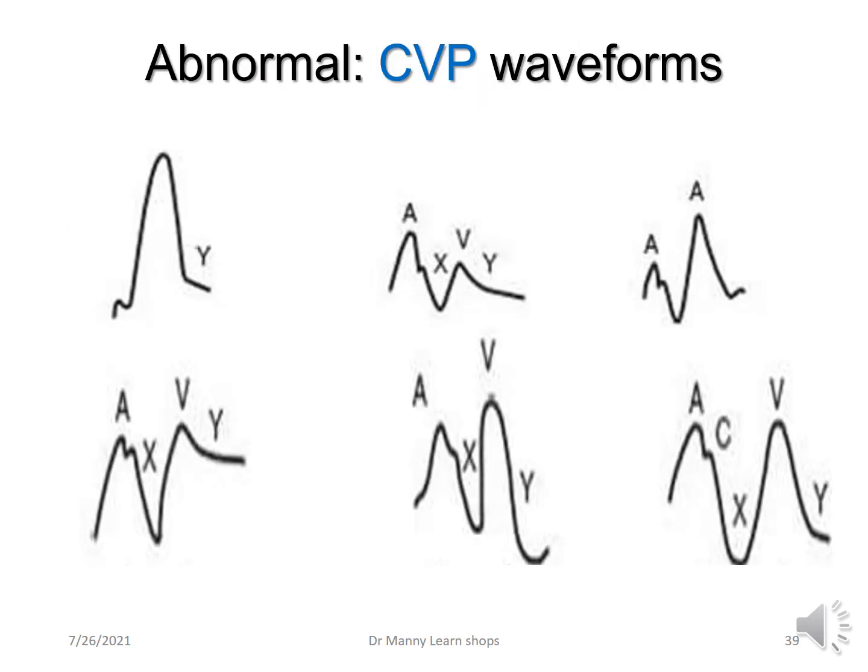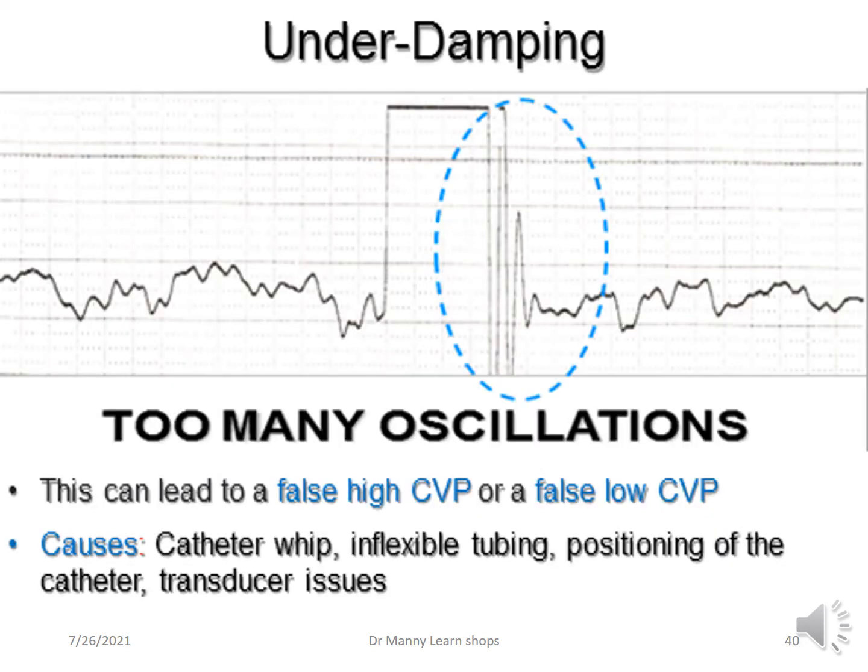Now these are some examples of abnormal CVP waveforms, and there are many, many more. You've got underdamping, and underdamping creates a waveform with too many oscillations, and this can lead to a false high CVP or a false low CVP. The causes can typically be the catheter moving around in a hyperdynamic circulation, catheter whip, inflexible tubing, the catheter being in the wrong position, or transducer issues.